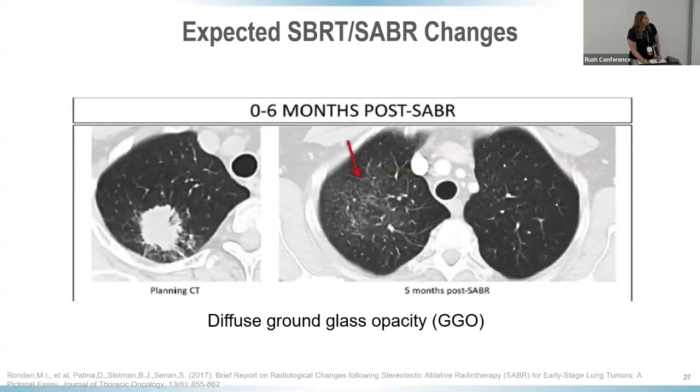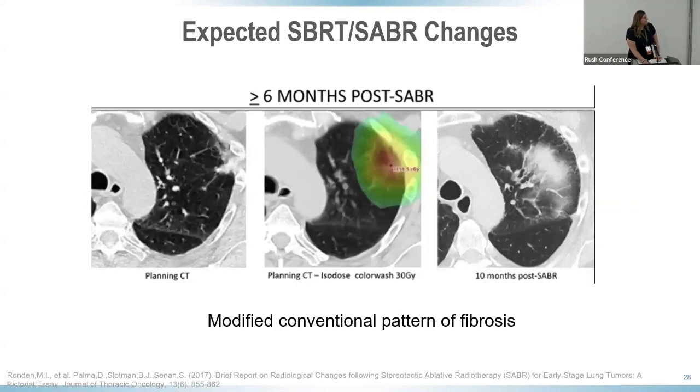Then we go into the diffuse ground glass opacities, which is probably most often what we see, changes in the 0 to 6-month range. And this is our modified conventional pattern of fibrosis. So this is very typical findings that we would expect to see.